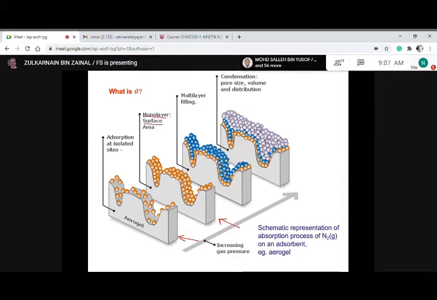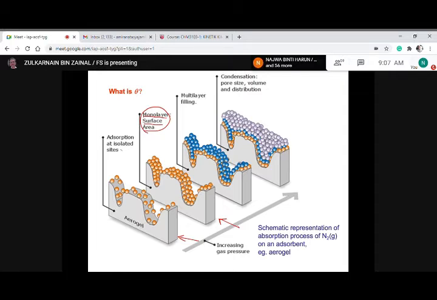Surface. All right, it forms a monolayer. So this is the time where we can use the data that you obtain at this stage to get the surface area of the adsorbent.